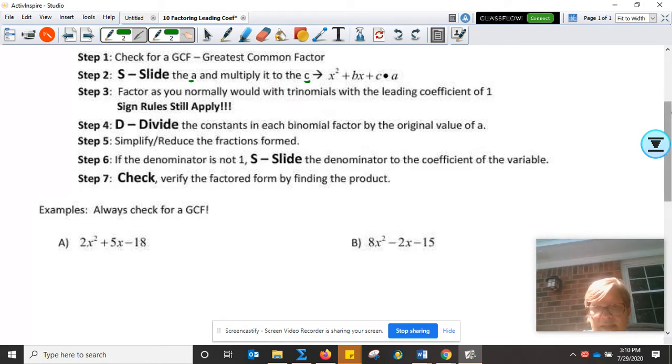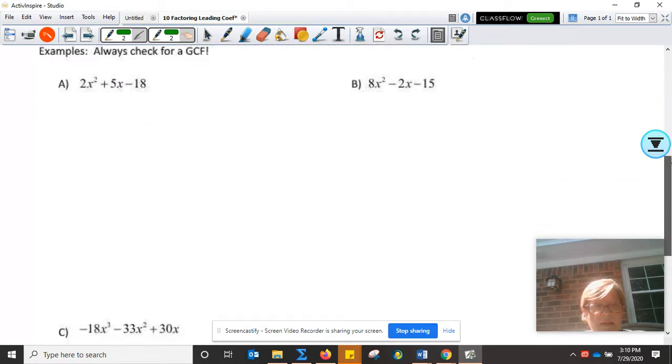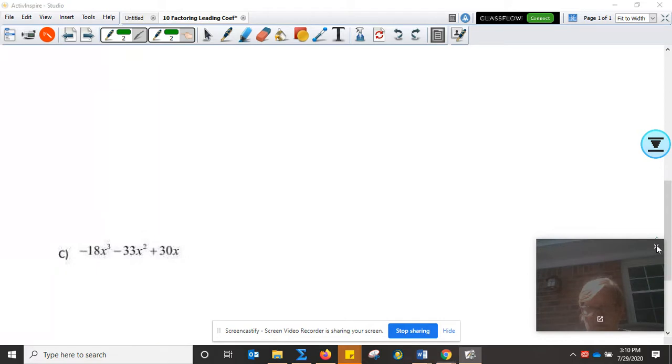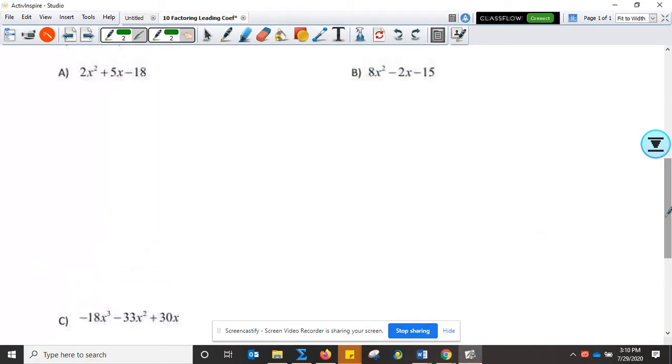So let's go to example A. Always check for a GCF. No, because we have a 2, a 5, and an 18. So I'm going to slide. I'm going to put an S here, and I'm sliding a 2. So I'm sliding this 2 down to the 18. So it's going to end up being x squared plus 5x minus 36.